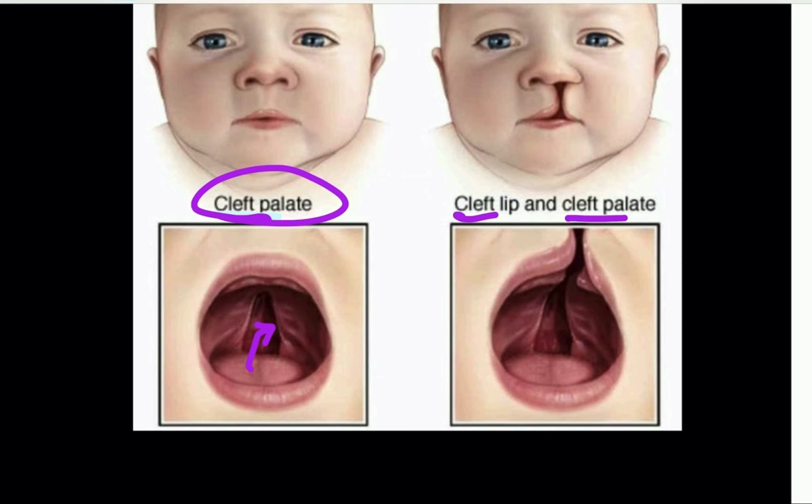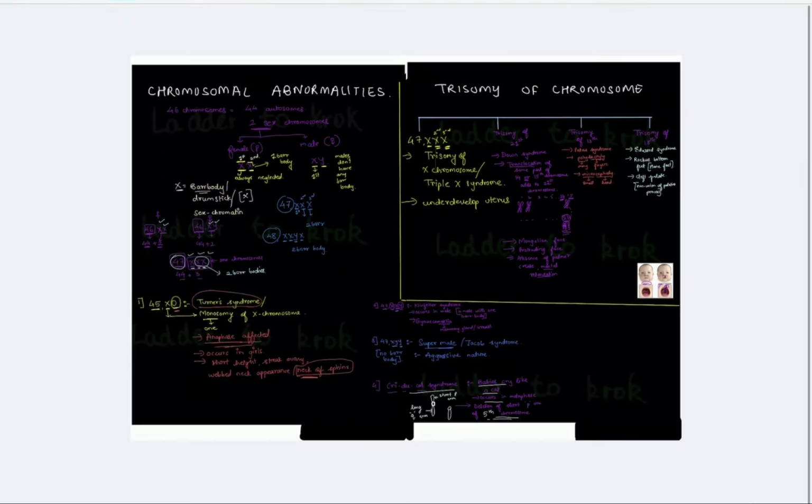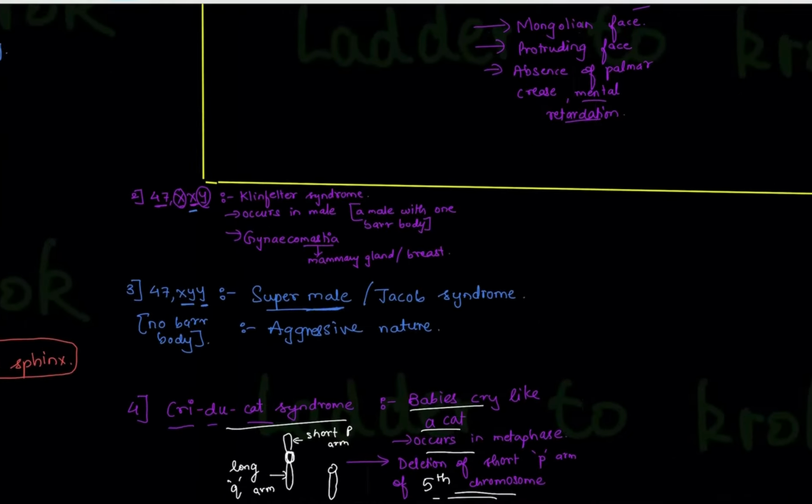This was the picture of cleft palate, and this is the picture of cleft lip and cleft palate. Cleft lip is where the upper lip is also not closed. You can see the upper lip is not closed as well as the palate is not closed. So this is the difference: cleft lip is that the upper lip is not closed, cleft palate is related to non-closure of the palatine process. It is not necessary that the baby will suffer from cleft palate and cleft lip together. He or she can have either cleft lip or cleft palate, or both at the same time as well. So that was all about the chromosomal abnormality.